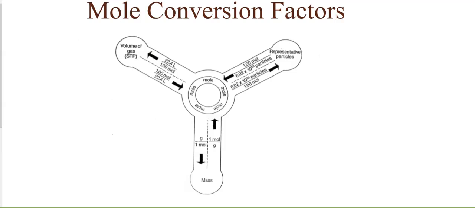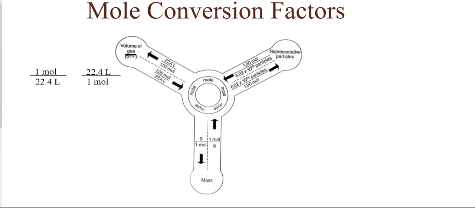In your work booklet, you probably have this mole conversion chart, and that tells you all the different conversion factors that you need in order to work with these units in chemistry. On the left, you have your volume of a gas. Again, I'm going to stress this is a gas at standard temperature and pressure. That's what STP stands for.